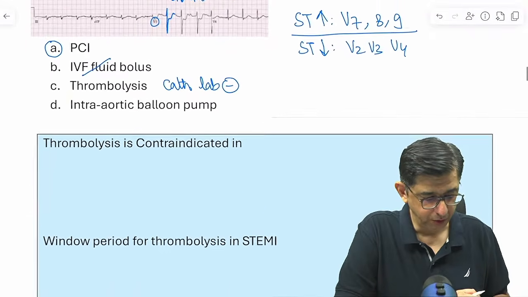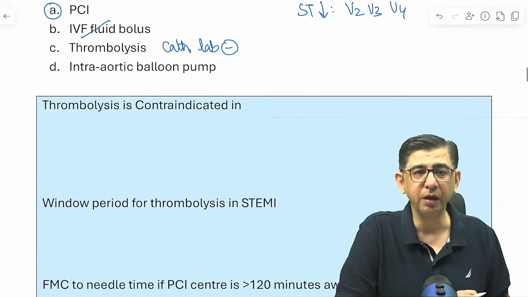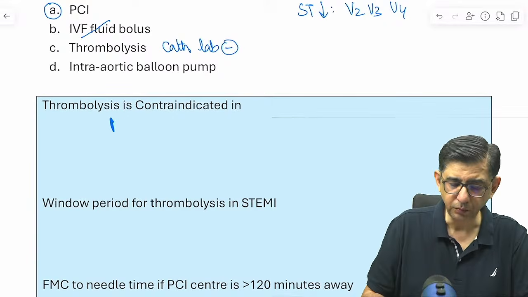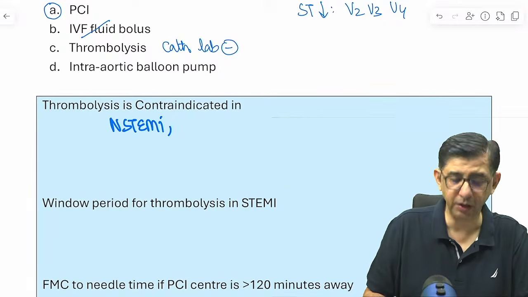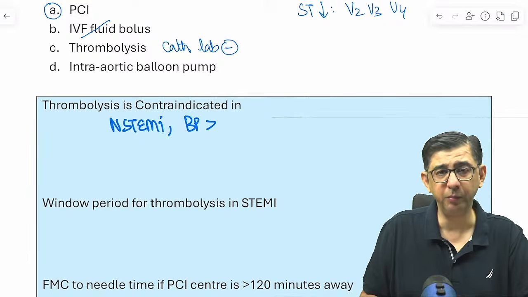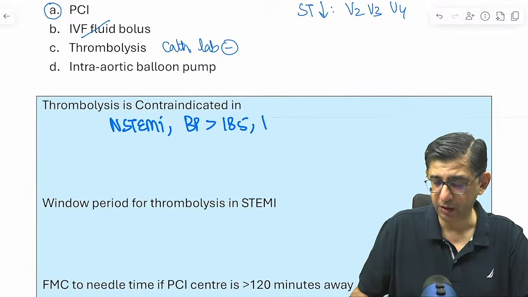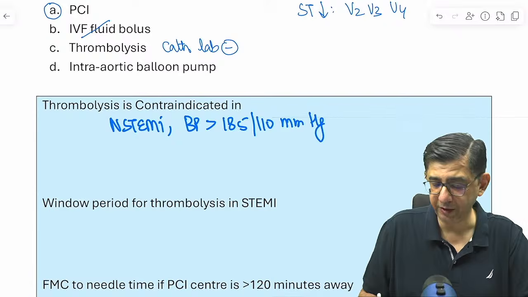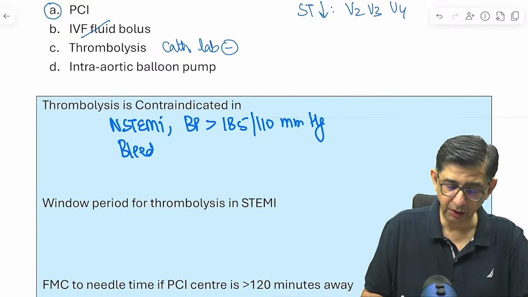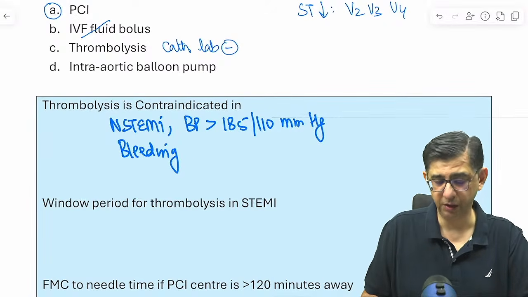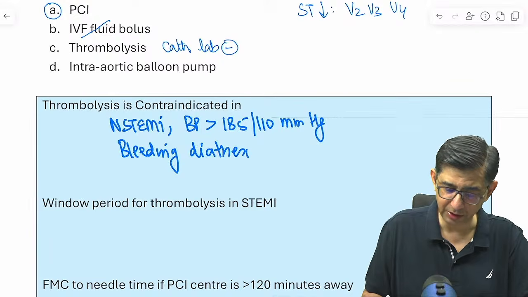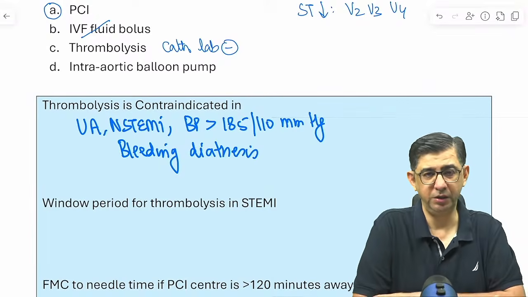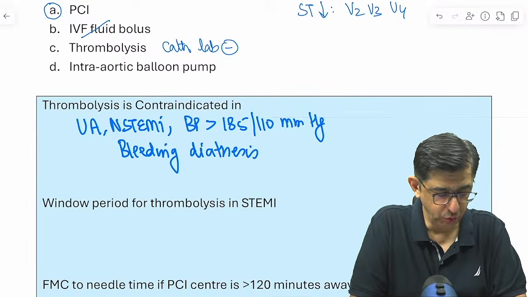And subsequently, it is not a permanent solution, right? Thrombolysis is contraindicated in which situations? Thrombolysis would not be done in patients of non-ST elevation myocardial infarction. It would also be contraindicated if the BP of the patient is substantially elevated, usually in excess of 185 by 110. And if a person is having a bleeding tendency, bleeding diathesis, or the INR of the patient is substantially elevated, if I do thrombolysis, it can be a disaster. Unstable angina and non-ST elevation MI are standard contraindications, along with hypertension and bleeding diathesis, to say a few.